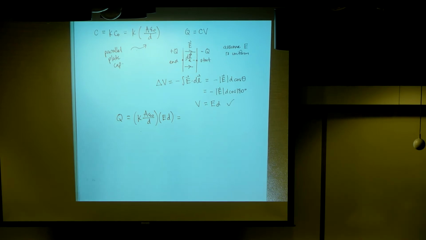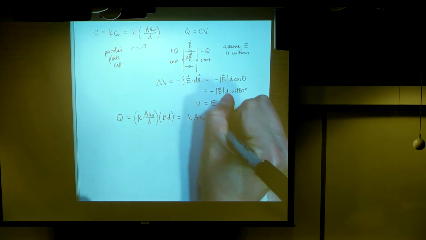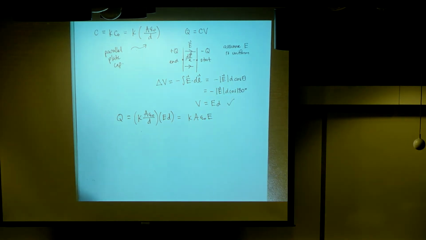So we have K, A, epsilon naught times E. Now let's just be really careful about what numbers are going in here. K is, of course, the dielectric constant. So if we're talking about air, we're going to use K equals 1.